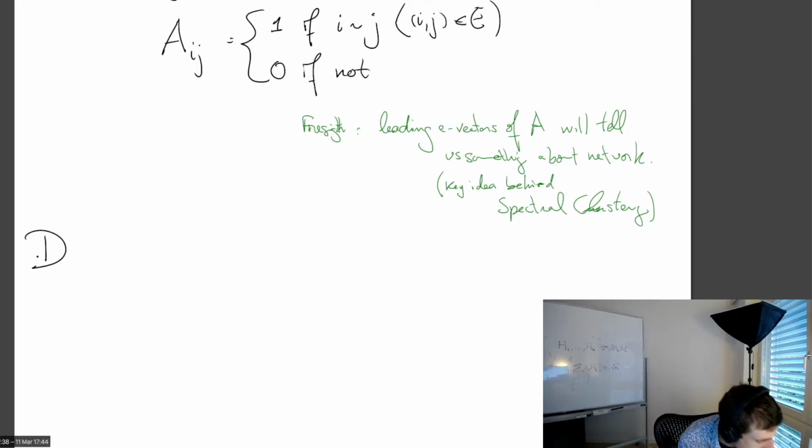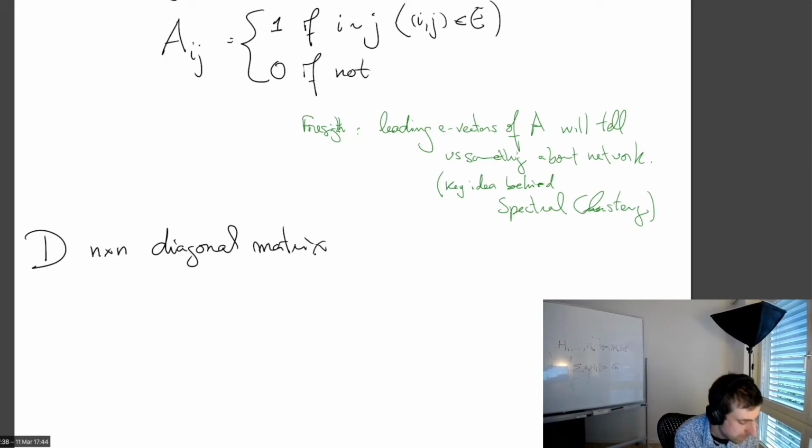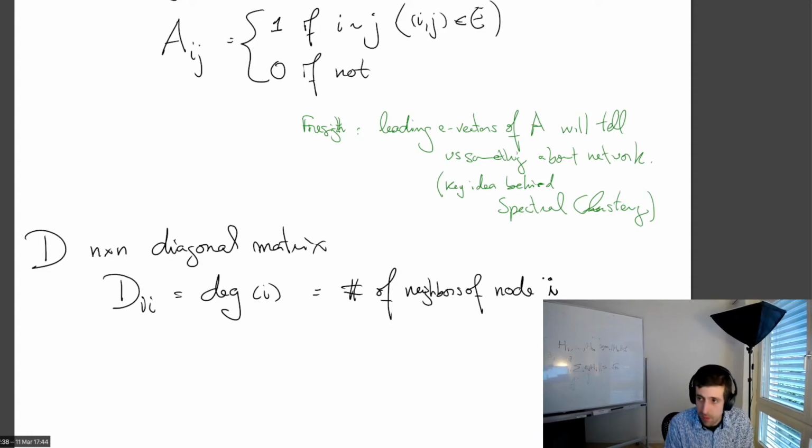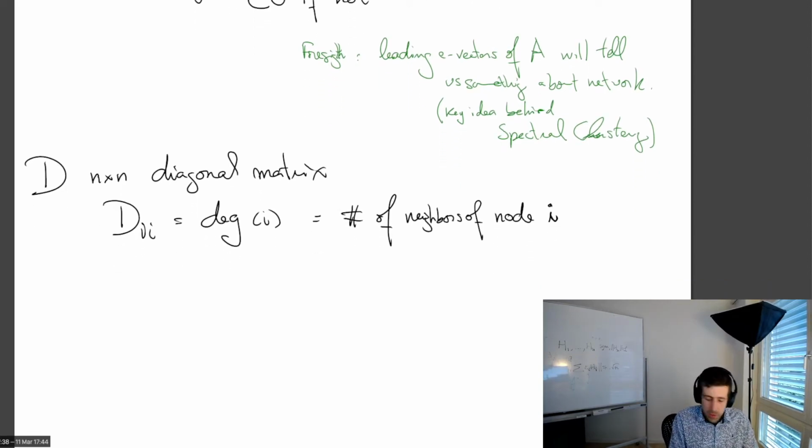Okay, so let's define another matrix. This is again an n by n diagonal matrix. And the entry d_ii is going to be equal to the degree of the node i. So this is equal to the number of neighbors of node i, the size of the set of j such that ij is an edge. Okay, so now the graph Laplacian is this object.